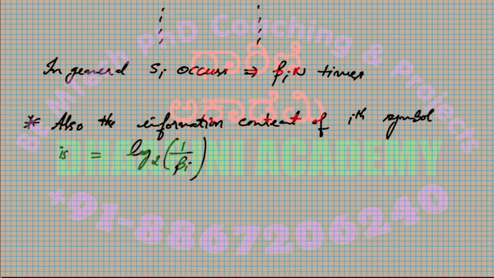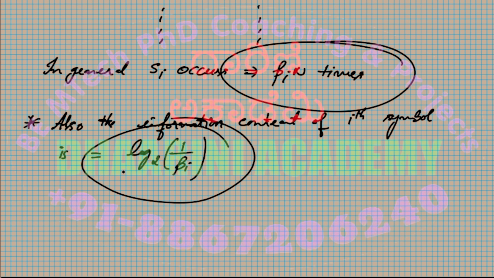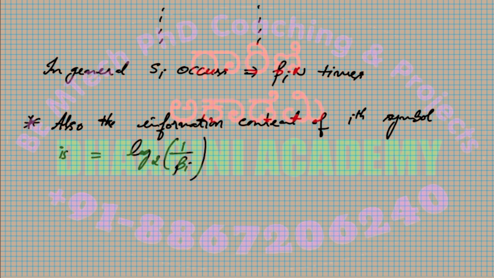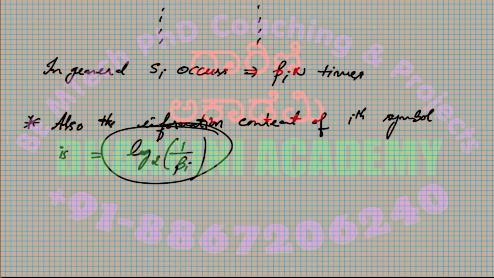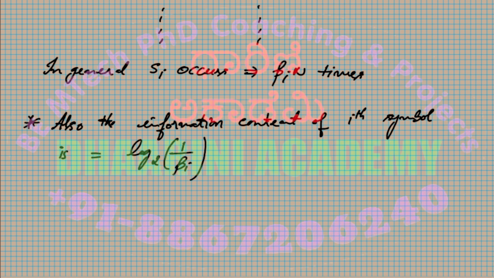Now you see the ith symbol repeats Pi into n times, correct? So each repetition is going to add up the information content by this much amount, correct? If it is repeating 1 time, it is going to give you log to the base 2 of 1 by Pi. Now each symbol is repeated how many times? Pi into n times. Are you okay with that?